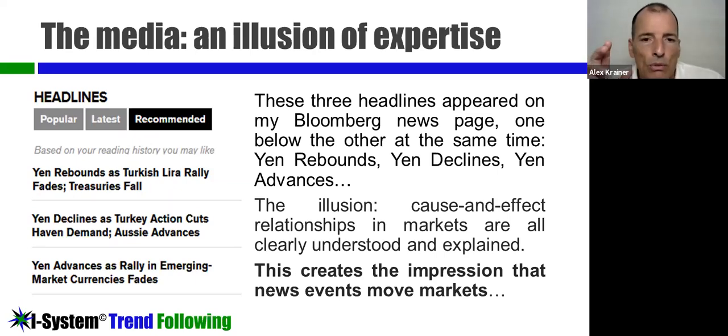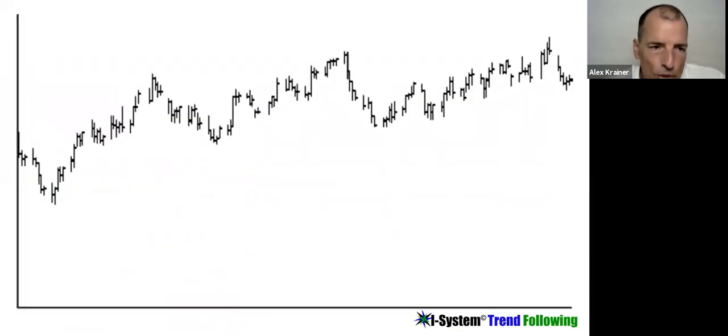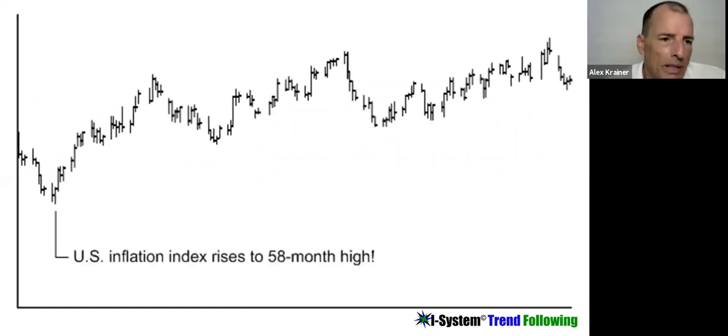News events do move markets, but their impact is relatively limited, and it usually is very short-lived. So I created a little illustration to show the point. This is the daily price chart of the US 30-year Treasury bond. I removed dates, I removed the levels because they're not important. What I just wanted to show is that on this chart, we had some news events. We have US inflation index rises to 58-month high, and the price goes up a little bit. It should have gone down, but it went up anyway.